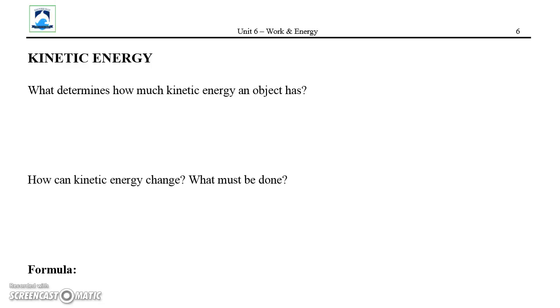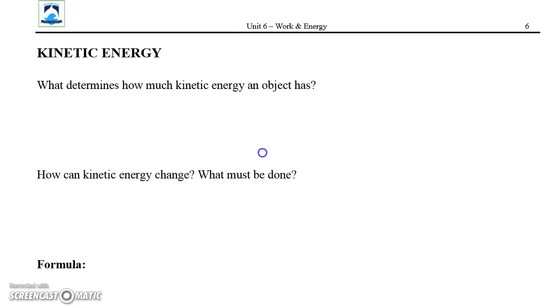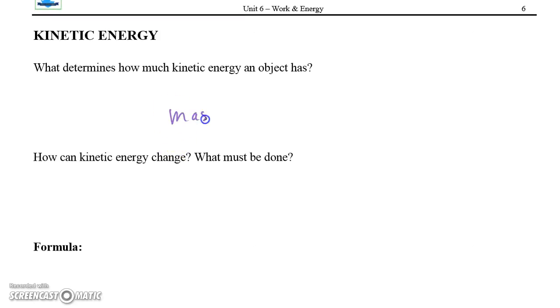Alright, welcome to the third video in unit number 6 where we're talking about kinetic energy. So today, kinetic energy. What determines how much kinetic energy an object has? Two things only, nothing more than this. As one would expect, if kinetic energy is the energy of motion, it depends on the object, which is its mass and its speed.